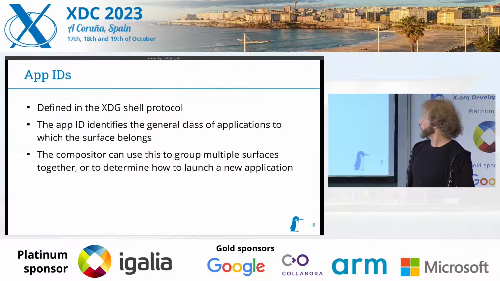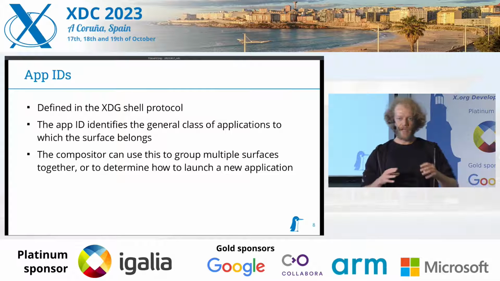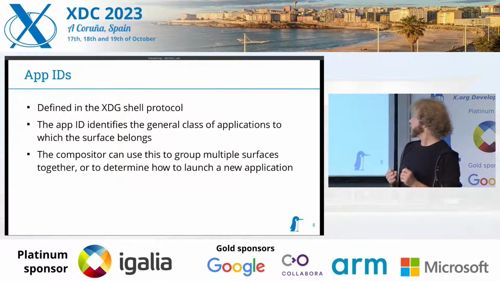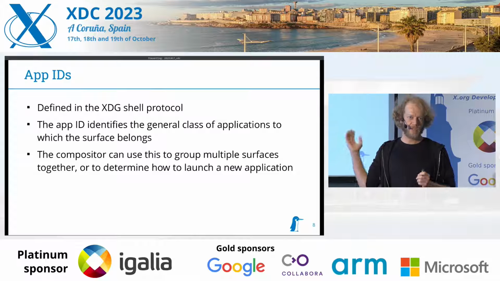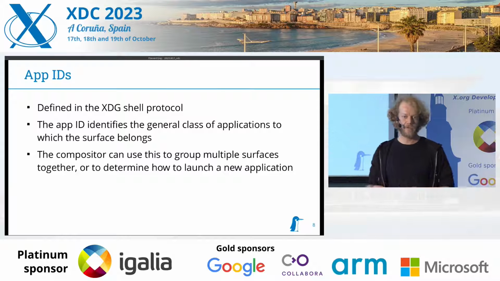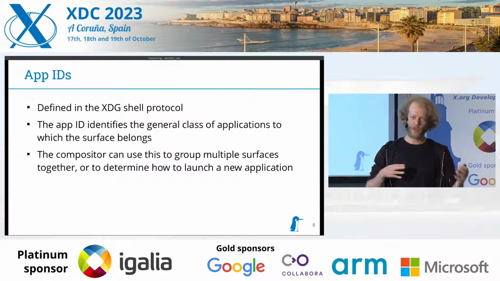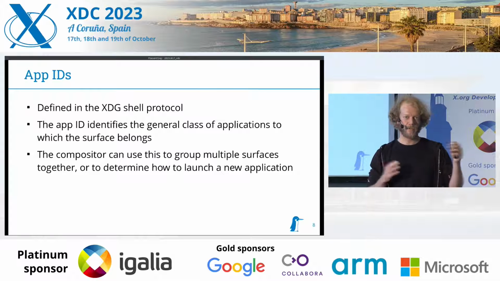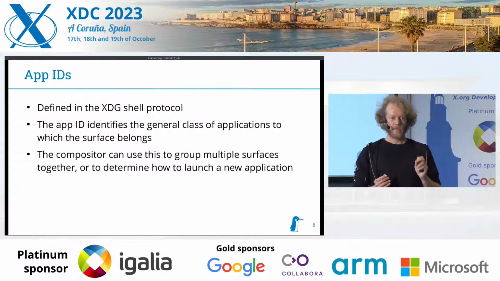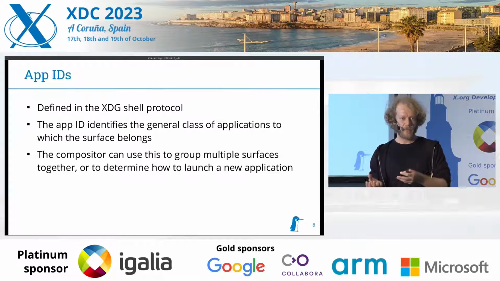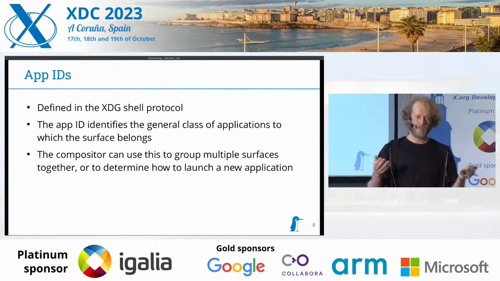A bit more about the app IDs. They are part of the XDG-shell protocol. They identify a general class of applications. And the specification explicitly states that these can be used by a compositor to group the windows and know where to place them. The problem is a bit that it's a group of applications, so if you have multiple applications running, they will have the same app ID, even if they may behave differently.